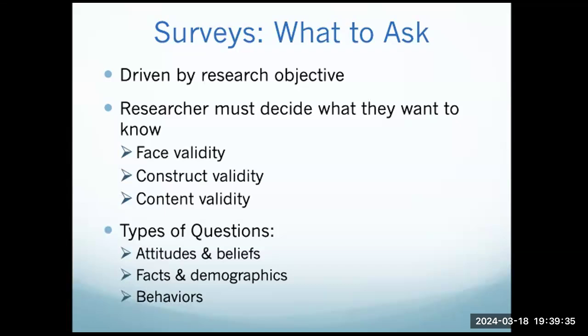Types of questions, remember, are the attitudes and beliefs, facts and demographics, and behaviors. Likely in a survey, you would have a combination of all three. So when you have these combinations, somebody looking and analyzing it, remember, you're going to look for internal consistency reliability, right? Do all these different components actually pertain to that construct that you have?